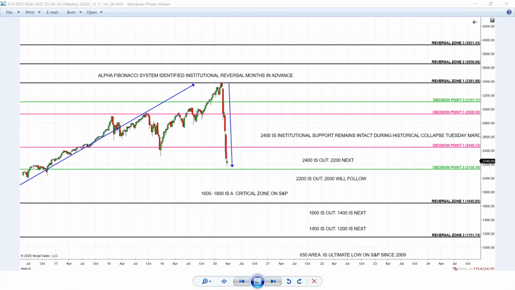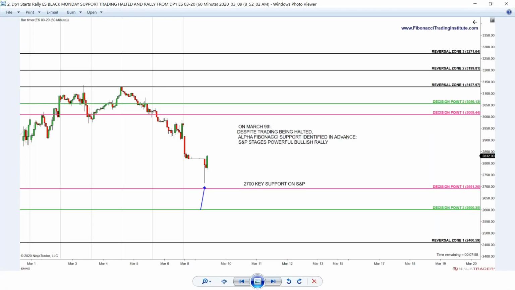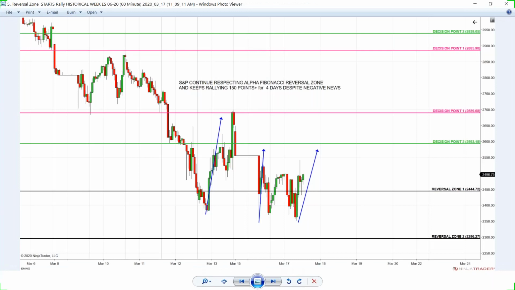Let me take you back to bullish points of entry on the day trading chart during historical months, exactly a year ago. This is your little day trading chart, March 9th. Bigger the rally, bigger the crash. The bold pink line identifies the critical alpha Fibonacci support level. Market keeps respecting this support. Market keeps rallying.